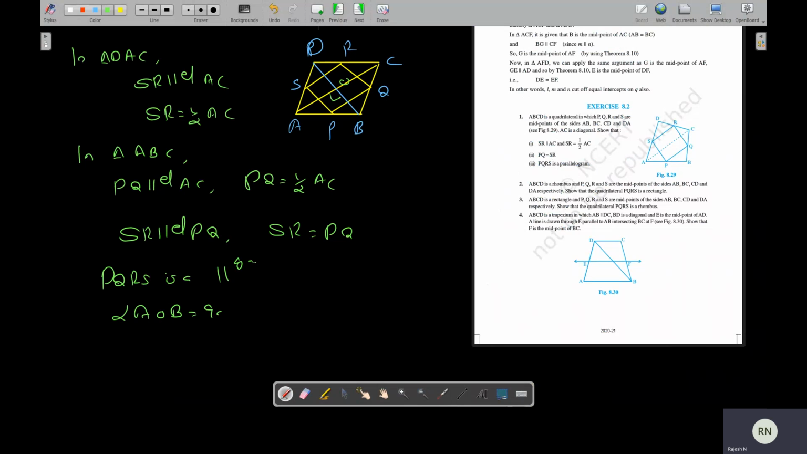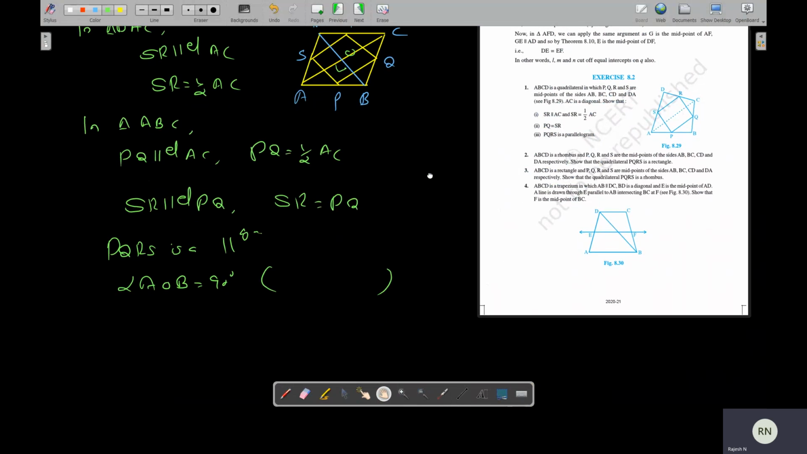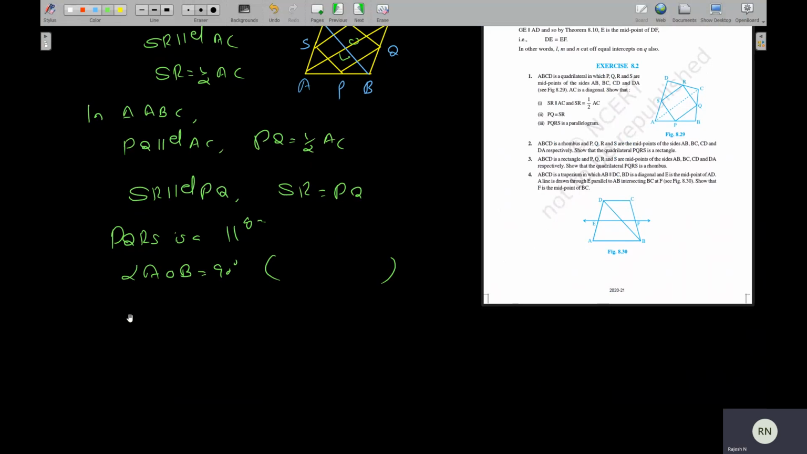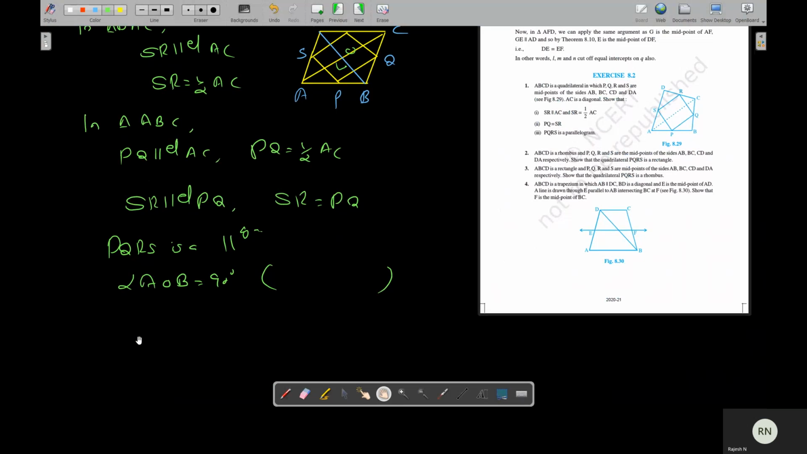90 degrees. What is the reason? Diagonals of rhombus are perpendicular to each other. So if angle AOB is 90 degrees, what about angle SPQ? Angle SPQ is also 90 degrees, because these two are parallel. So if this is 90 degrees and these two are parallel, then this is also 90 degrees.